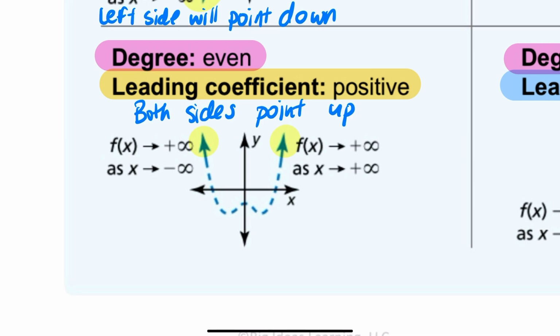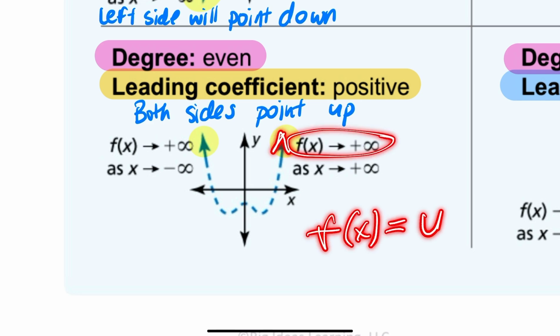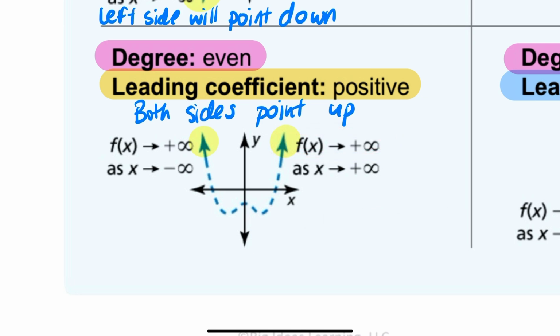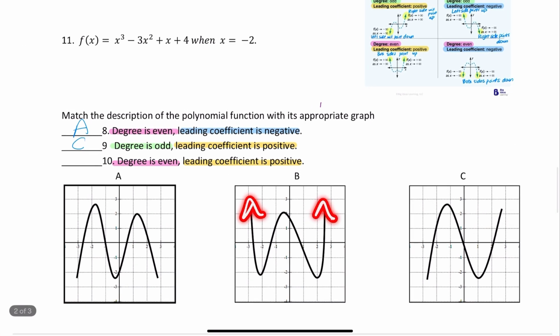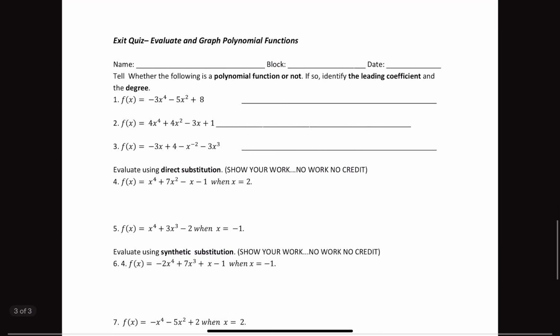So as x is approaching negative infinity, f of x will approach positive infinity. So it's pointing up. F of x pointing up. As x approaches positive infinity, f of x approaches positive infinity again. So again, f of x pointing up. Remember, f of x just means y. Okay, the y values will increase is what this means. Okay, so both sides facing up is B. And that is done. Go ahead and try to do the next worksheet on your own.